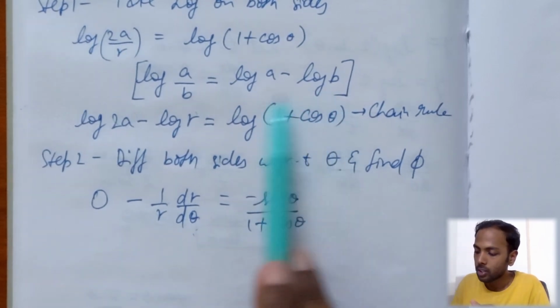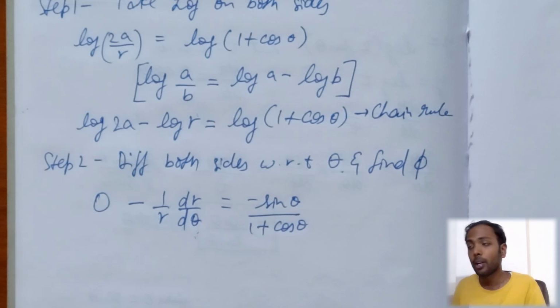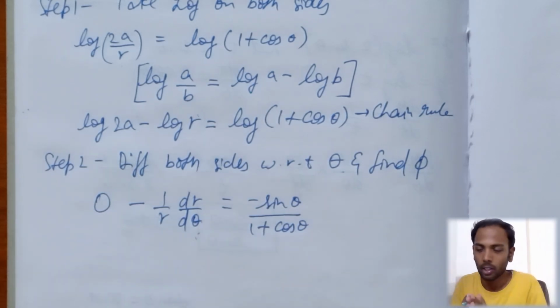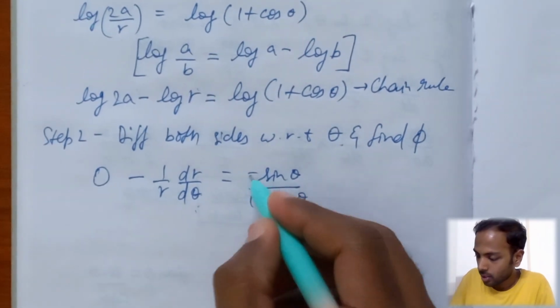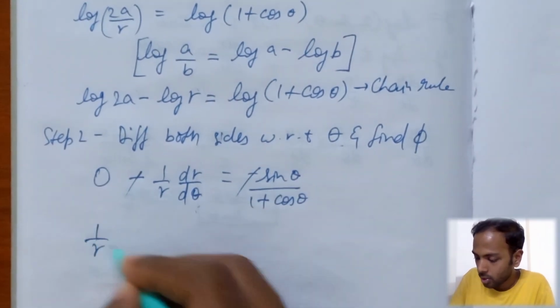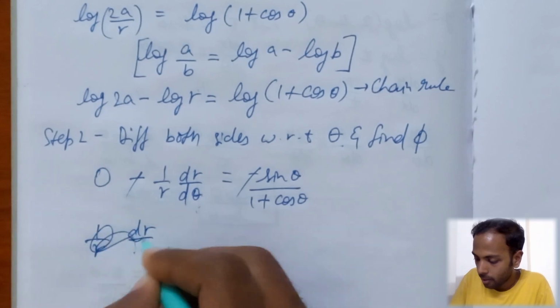I mean, how I got this from this after applying chain rule. But if you want to learn chain rule, then you have to go watch videos, and just basics is enough. Okay. So yeah. After this, next is what? Next, this minus and this minus will cancel. So 1 by r into dr by d theta is what?